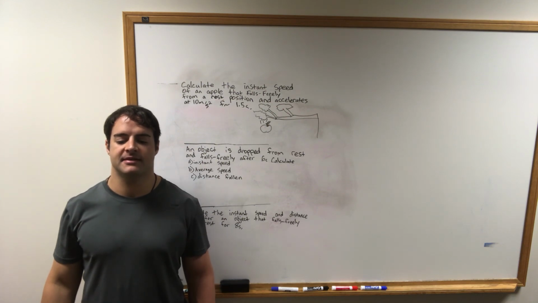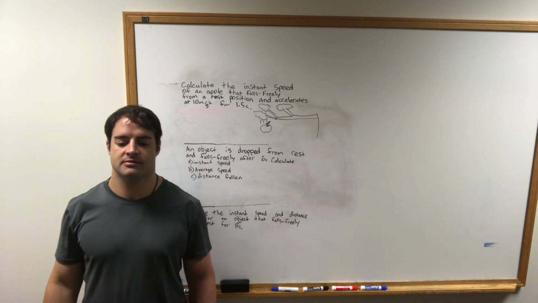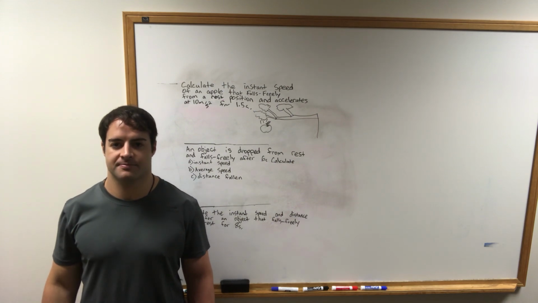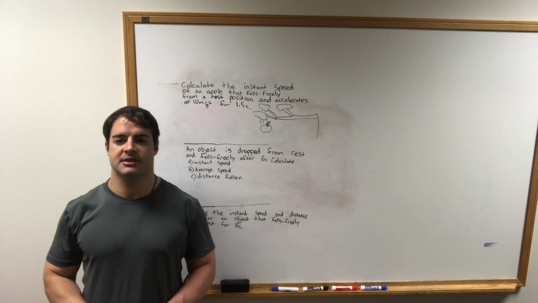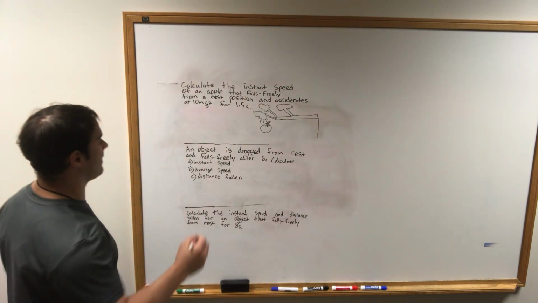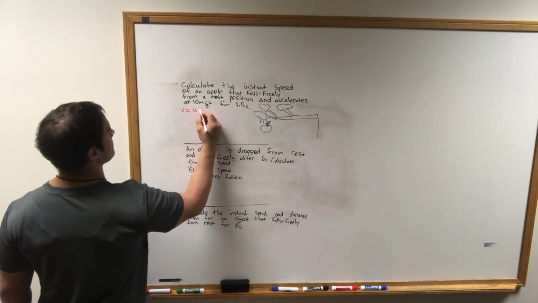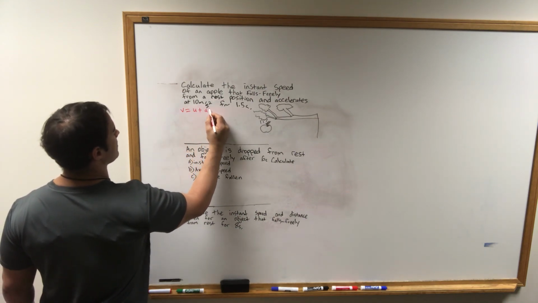So, calculate the instant speed of an apple that falls freely from a rest position and accelerates at 10 meters per second squared for 1.5 seconds. Okay, with this problem, we want to use the equation, the final velocity equals the initial velocity plus acceleration times time.